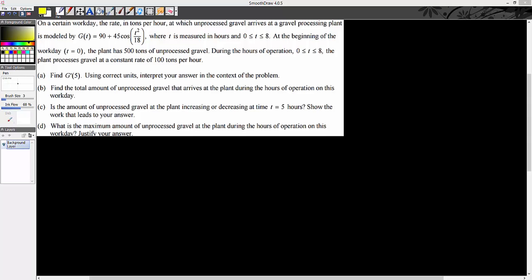Alright, today we are going to look at a couple of FRQ questions from our review for the quiz on Monday. So let's go ahead and take a look at what we've got here.